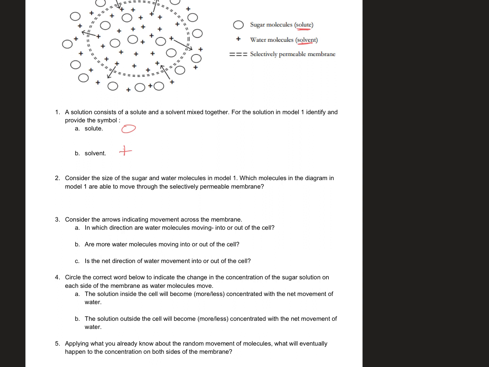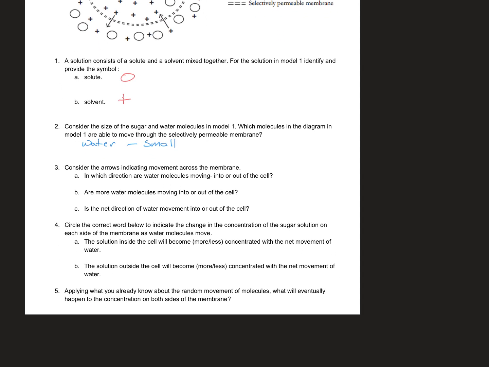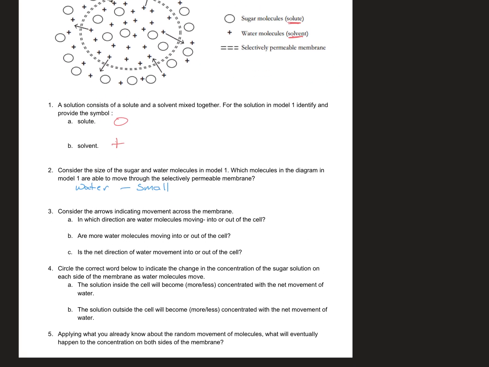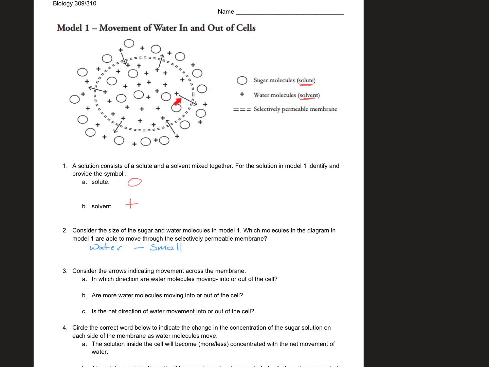Consider the size of the sugar molecule and water, model 1. Which molecule in diagram model 1 would move through the selectively permeable membrane? I think it's clear it's going to be water because it's small, where sugar is big. Consider the arrows indicating movement across the membrane. Which direction are water molecules moving into and out of the cell? Well, it's moving in both directions, right? And if we look at it, let's count them. We got 1 going out, 2 going out, 3 going out, 4 going out. So 4 going out and only 1, 2 going in.